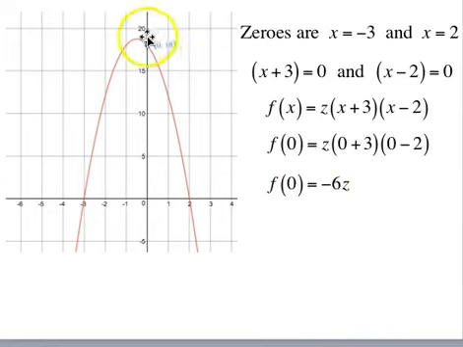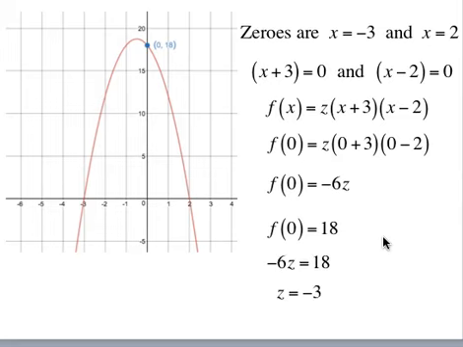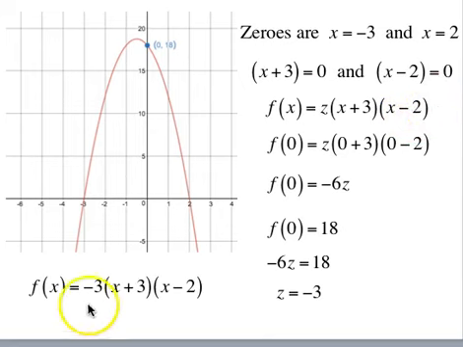But we also know what f(0) is up here. That is our y-intercept. So in that case, we have f(0) is 18. Putting these things together, -6z would have to equal 18, or z would equal -3. So going up here, if we plug -3 into that, you will see that we have f(x) is -3 times (x plus 3) times (x minus 2). Notice this is an order 2 polynomial with a negative leading coefficient. Multiplying all this out, it would start with -3x squared. Even, negative, down to the left, down to the right would be the end behavior.